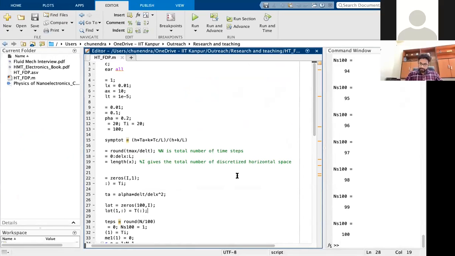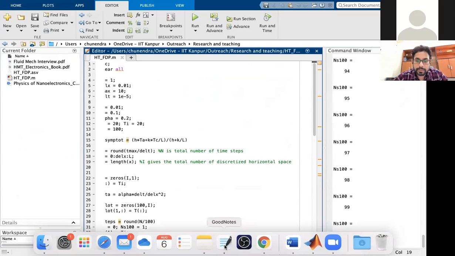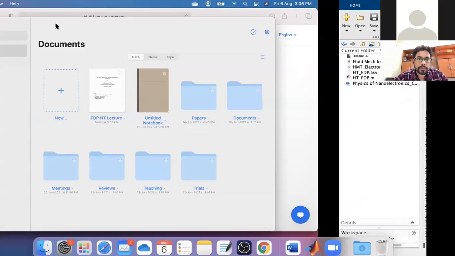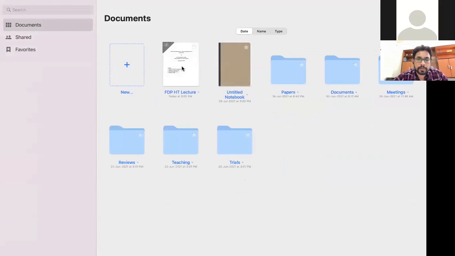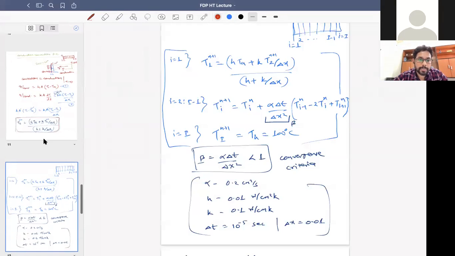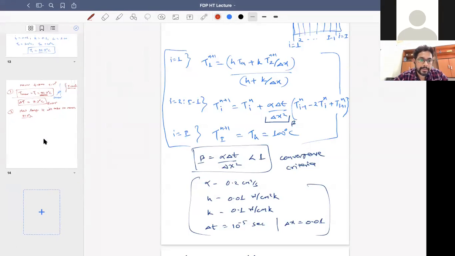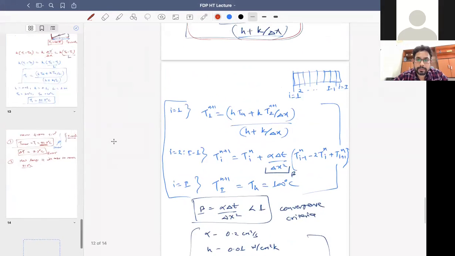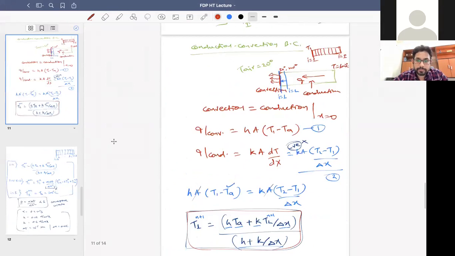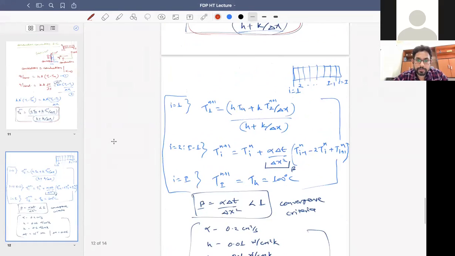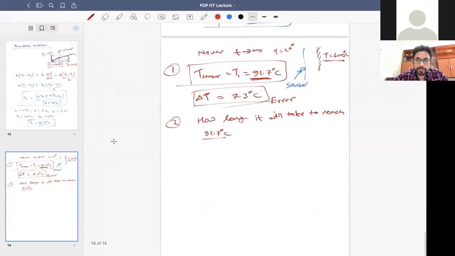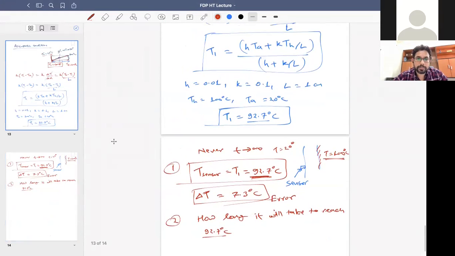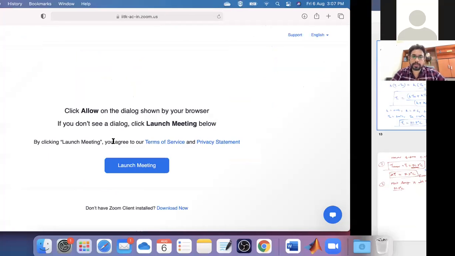Okay, so actually I have written this code already, so you don't really have to worry about it. But let me open that document as well. Right, so this document is updated. So now let's look at this MATLAB code that we have.